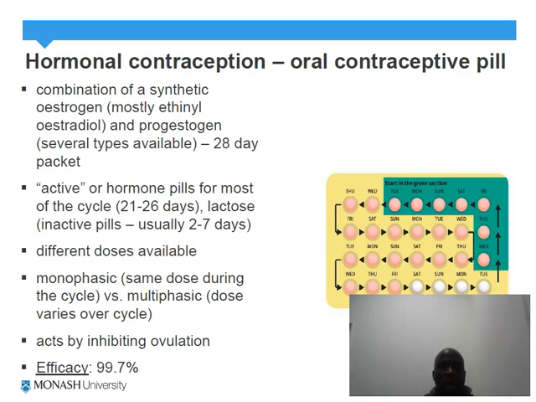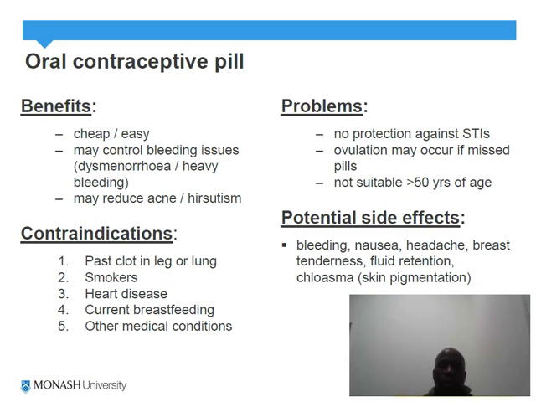Okay. And how OCP acts basically is by inhibiting ovulation. The efficiency, or what we call efficacy, of such a pill is 99.7%. That's very high. It's highly recommended. What are the benefits of OCP? Firstly, it's cheap and easy to use, and may control bleeding issues in people that experience dysmenorrhea or heavy bleeding.